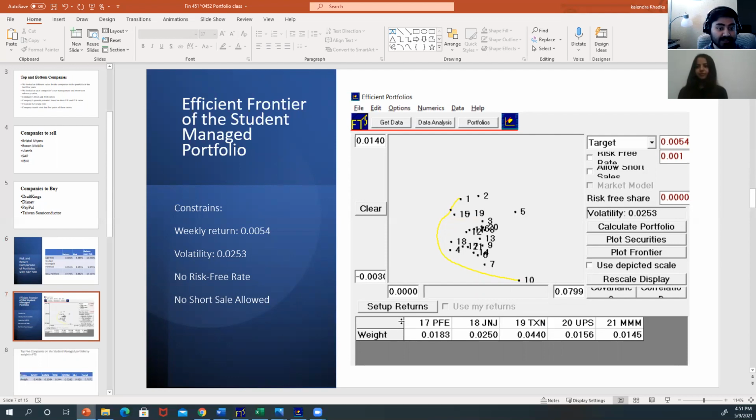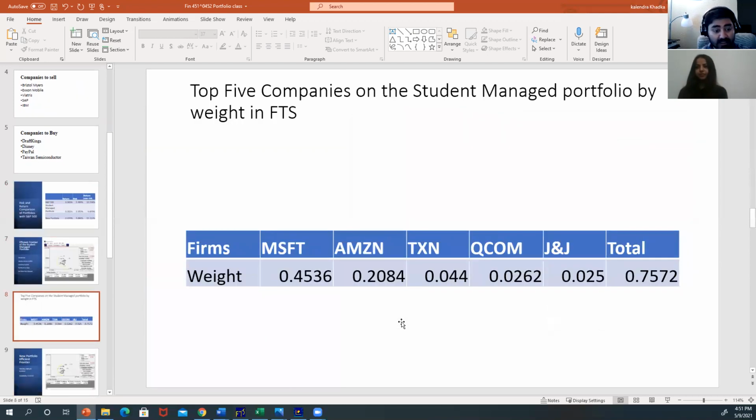The top 5 companies according to weight are Microsoft, Amazon, Texas Instruments, Qualcomm, and Johnson & Johnson. And these top five companies, according to the FTS in our student managed portfolio, should occupy about 75% or about 76% in total, which is a lot to invest in just five companies, especially when they talk about diversifying our risk.